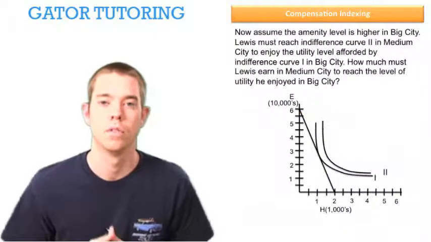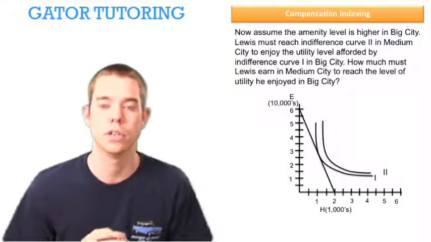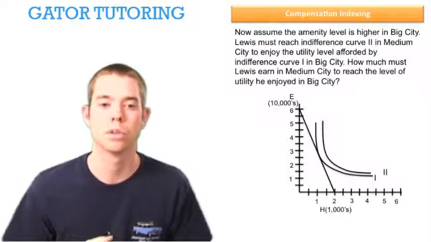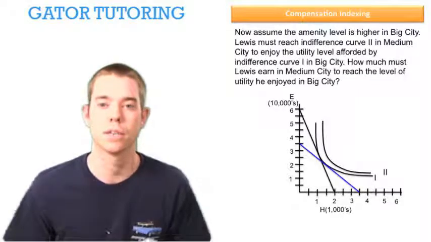The next question says, now assume the amenity level is higher in big city, Lewis must reach the indifference curve 2 in medium city to enjoy the utility level afforded by indifference curve 1 in big city. So now he needs to reach that farther out indifference curve. The question asks, how much must Lewis earn in medium city to reach the level of utility he enjoyed in big city? Well, we remember this was his budget line. So to reach that second indifference curve, we just need to push it out a little bit.